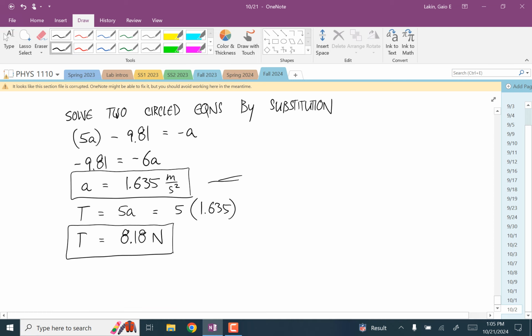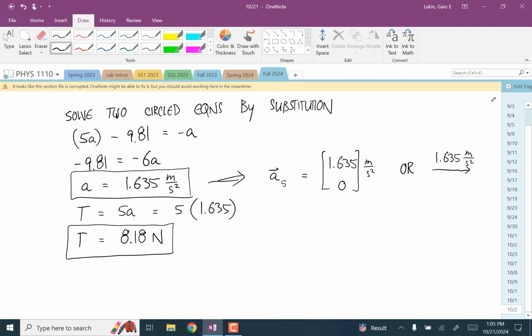So this tells us that the acceleration vector for the 5 is 1.635. Or in other words, it's going this way at 1.635. Any questions about that? Let's do one more quick one.